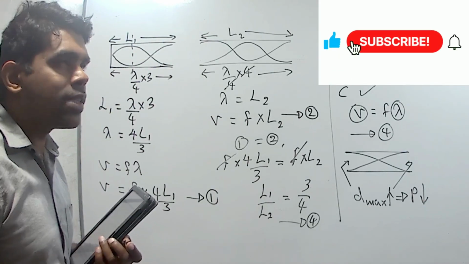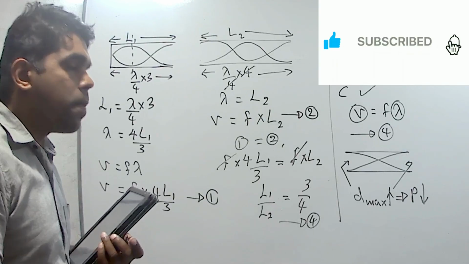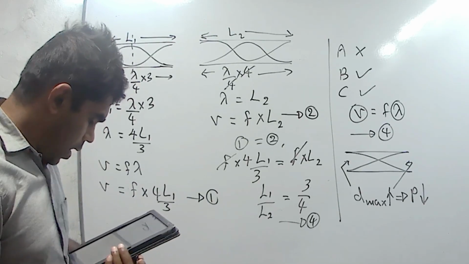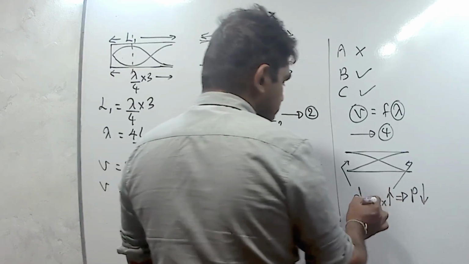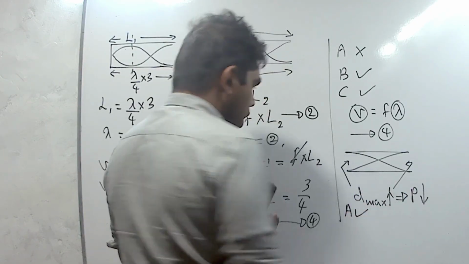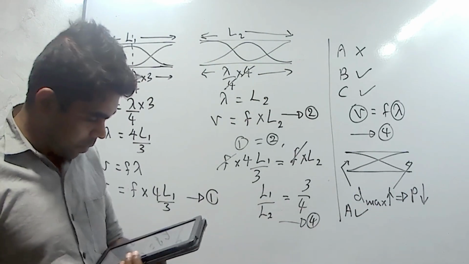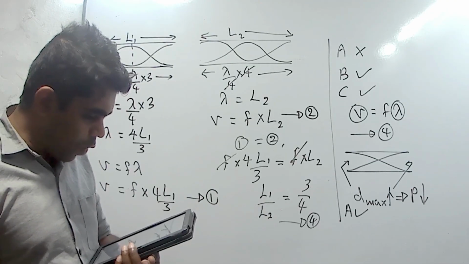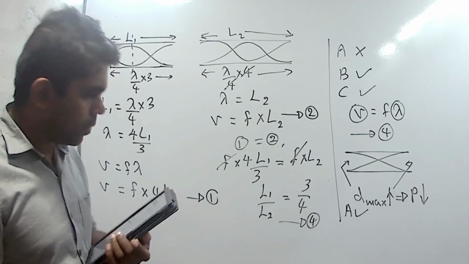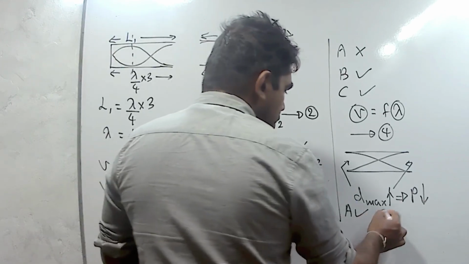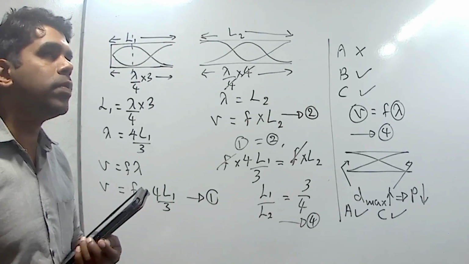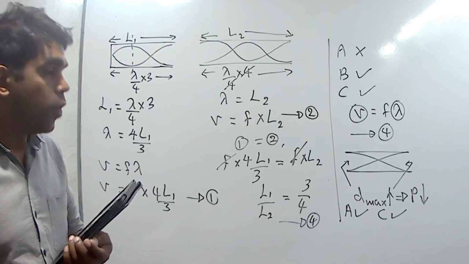Nodes means there is a minimum value. Pressure nodes, but displacement antinodes. Then A is correct. Then statement B. Allowed frequencies consist of all harmonics of the fundamental. Yes, we can observe F0, 2F0, 3F0, all harmonics for an open tube.